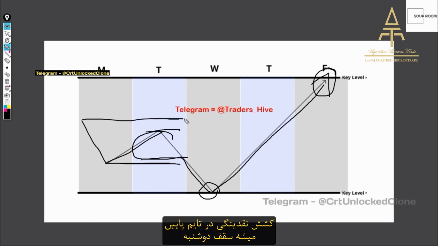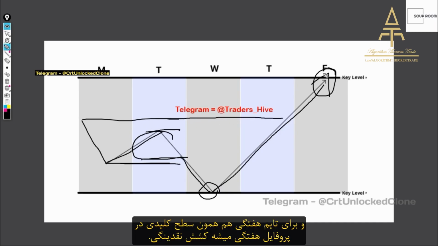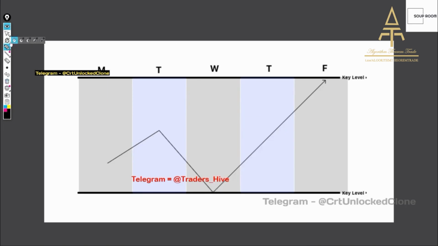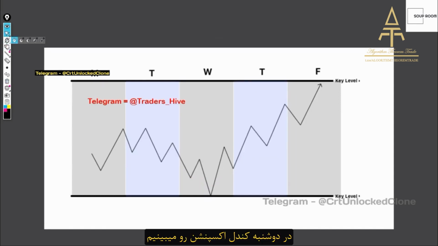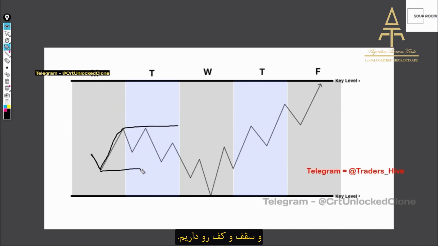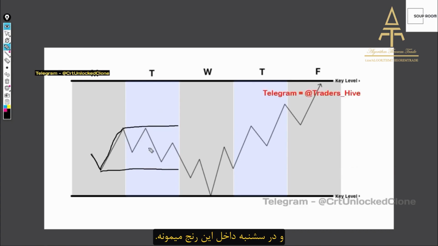First off, we have the lower time frame draw of liquidity, which is Monday's CRT high, and of course the weekly draw on liquidity, which would be the opposing key level of the weekly profile. So looking at the lower time frame, we can clearly see that Monday has an expansion candle. We form a high and a low on Monday. Tuesday forms an inside bar, right? So this is Tuesday's daily candle. Inside bar ranging.